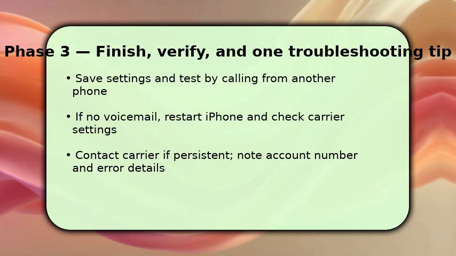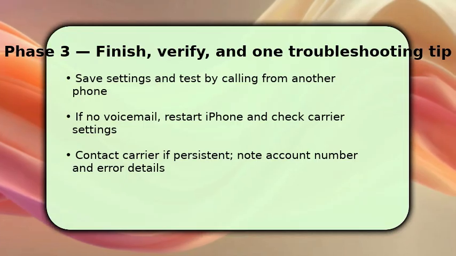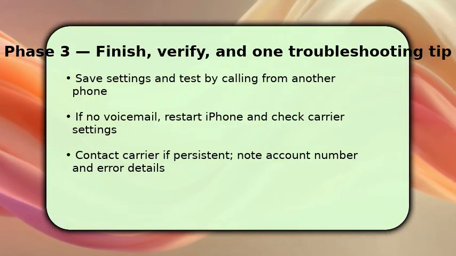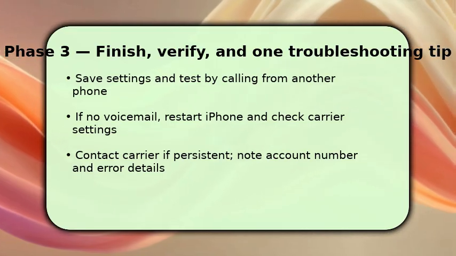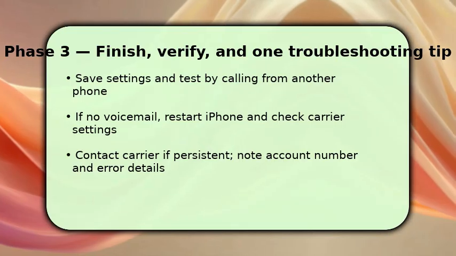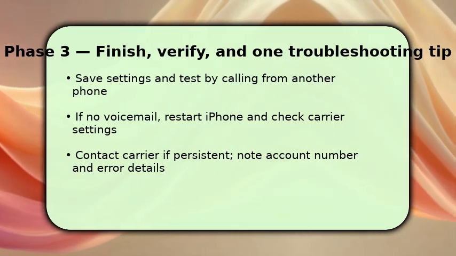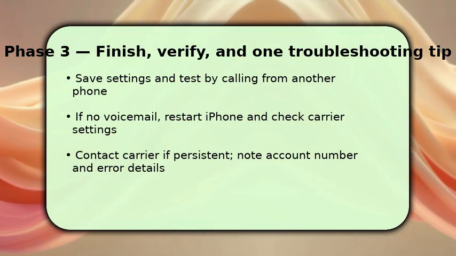If you don't see messages, restart your iPhone, toggle cellular on and off, and check for a carrier settings update. These steps often fix registration problems. If issues persist, contact your carrier. Have your account number and specific error behavior ready, because voicemail delivery is handled on their network and they can reset provisioning on their side.